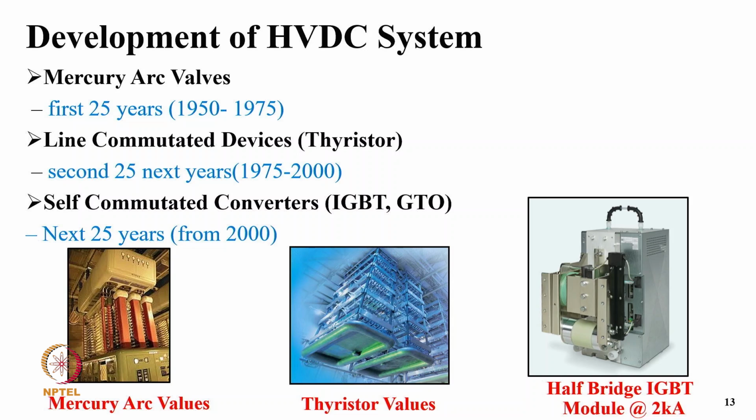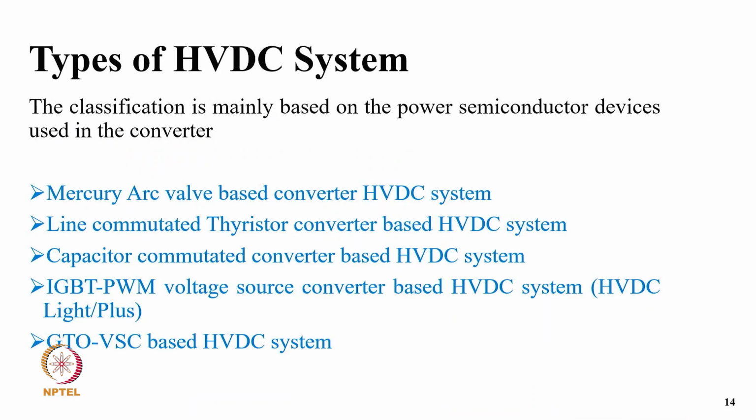So the second 25 years was 1975 to 2000 with the thyristor technology in HVDC, with of course many transmission lines today. And the third, the next 25 years from 2000 to now, self-commutated converters with IGBT and GTO. And you can see how the mercury arc valve looks, how the thyristor valve looks, and how the half bridge IGBT module at 2 kA looks.